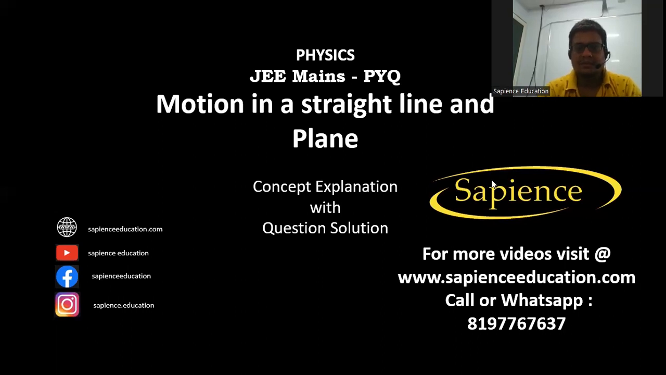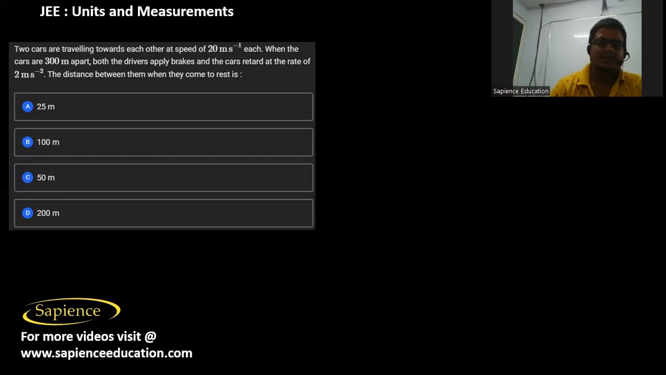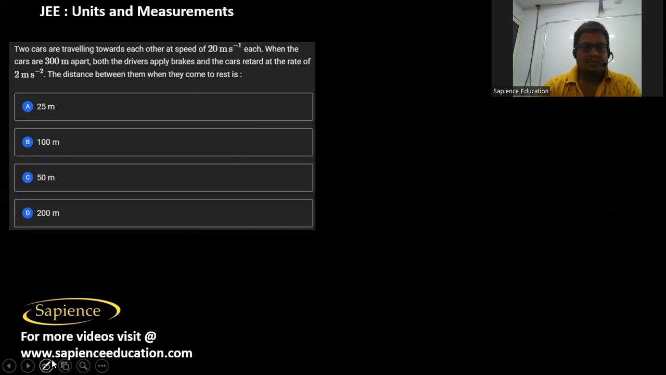So here we shall start with the very first question onwards. So here it is told that two cars are traveling towards each other at a speed of 20 meter per second each. When the cars are 300 meter apart, both the drivers apply brakes and the cars retard at the rate of 2 meter per second square. The distance between them when they come to rest is.